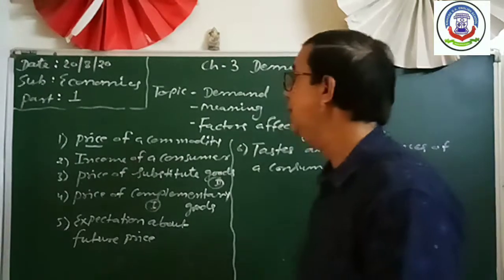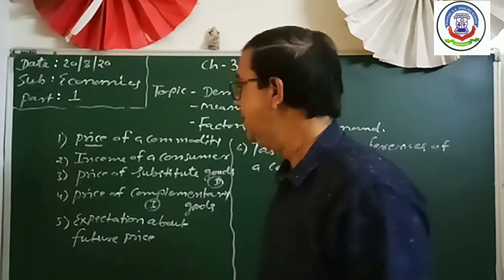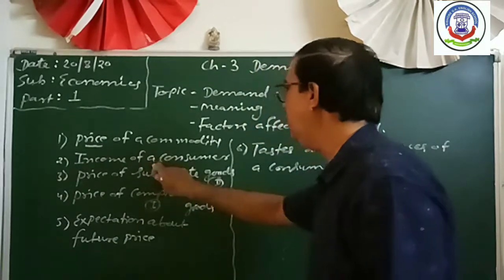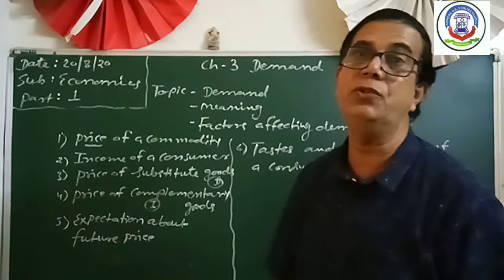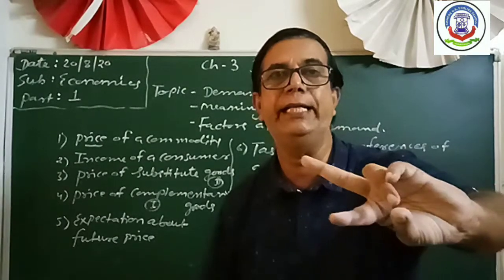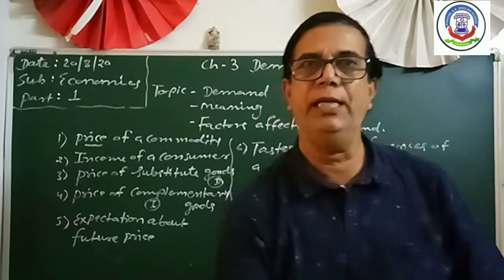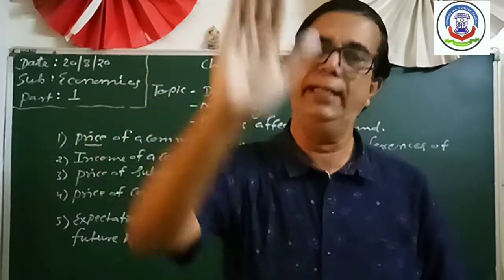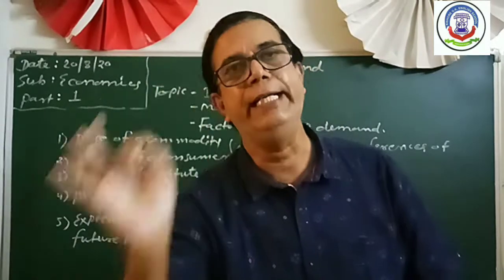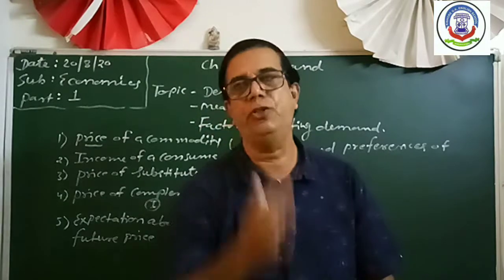Now second is other than price. First one is the income of a consumer. There is a direct relationship between income and demand. Your income increases, demand increases. Income decreases, demand decreases.